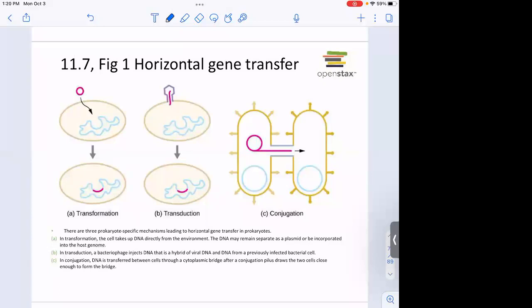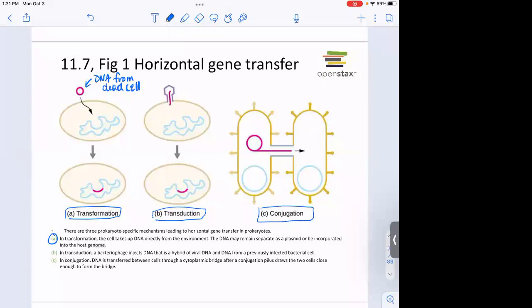Okay, so 3 different kinds of horizontal gene transfer: transformation, transduction, and conjugation. Again, we talked a little bit about transformation before. It talks about it here in the caption. That's where a bacterial cell is going to take up DNA from the environment. And it's usually going to be DNA from a dead cell.